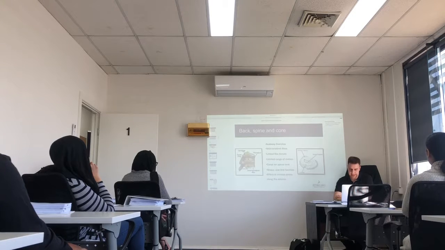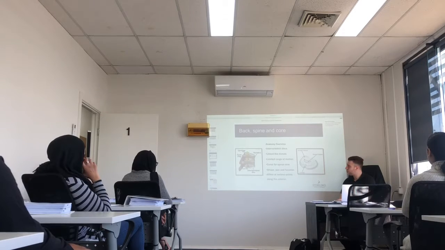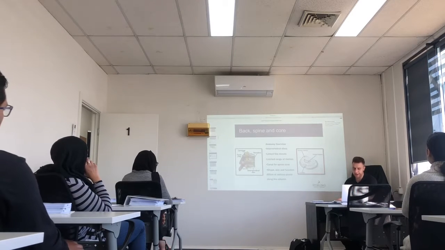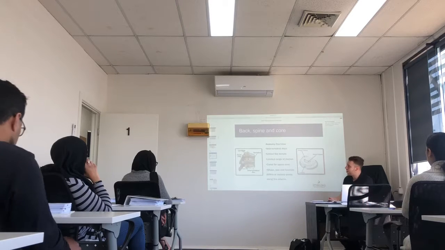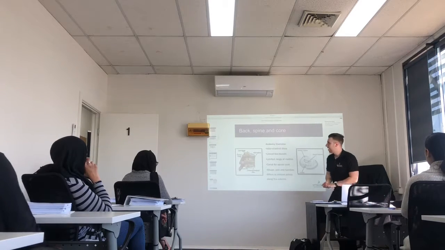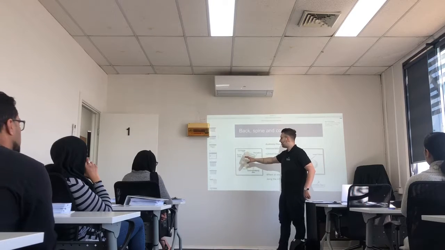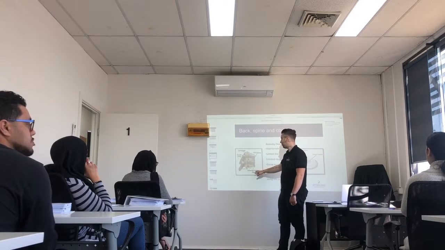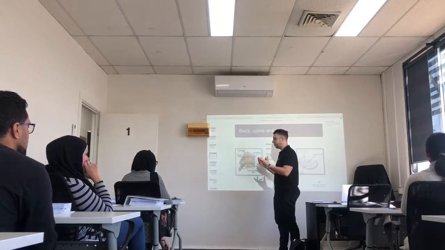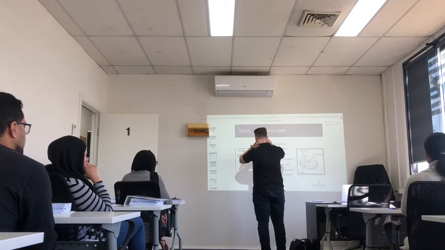Anatomy of the wrist and hand. So here you've got back, spine and core, so different layers throughout the area. If you can see that picture on the left, we've got cartilage as well, vertebrae, facet joints, and intervertebral discs. So this is a good one to focus throughout our neck.